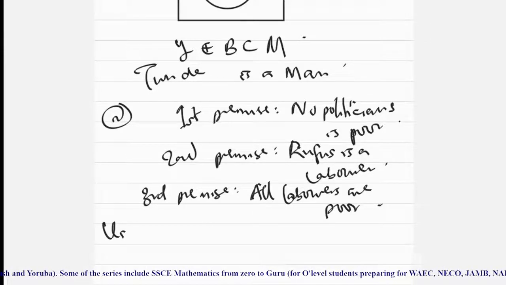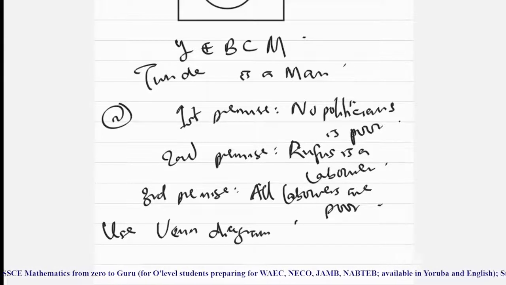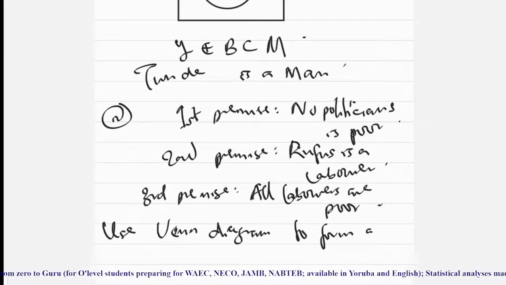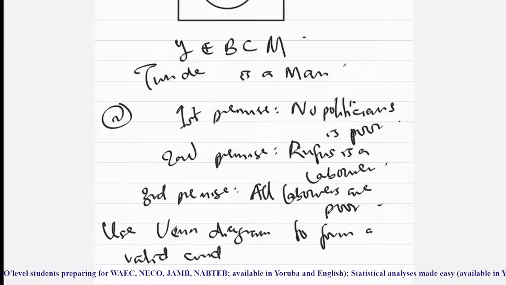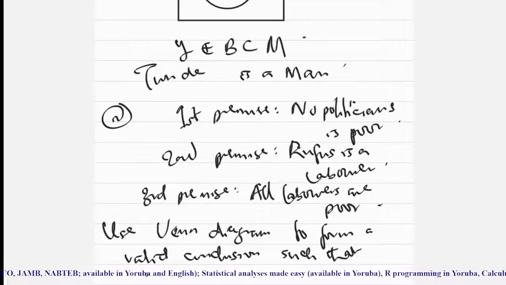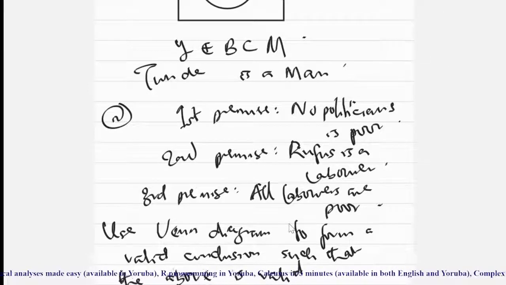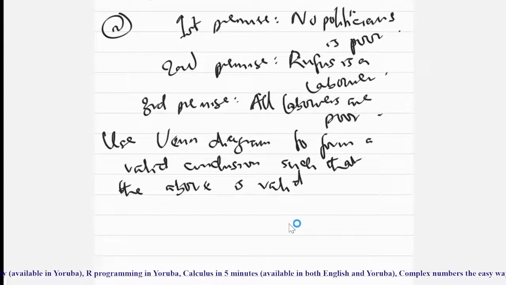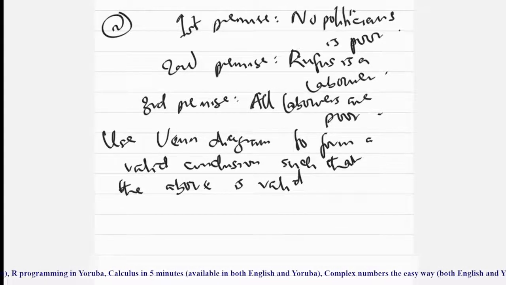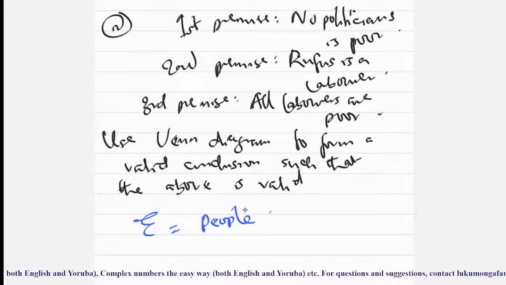So then the question says use a Venn diagram to form a valid conclusion such that the above is valid. Okay. We have our first premise, no politician is poor. Don't forget, first thing to do is you have your universe set. Let the universe set represent all people. I hope you understand now.